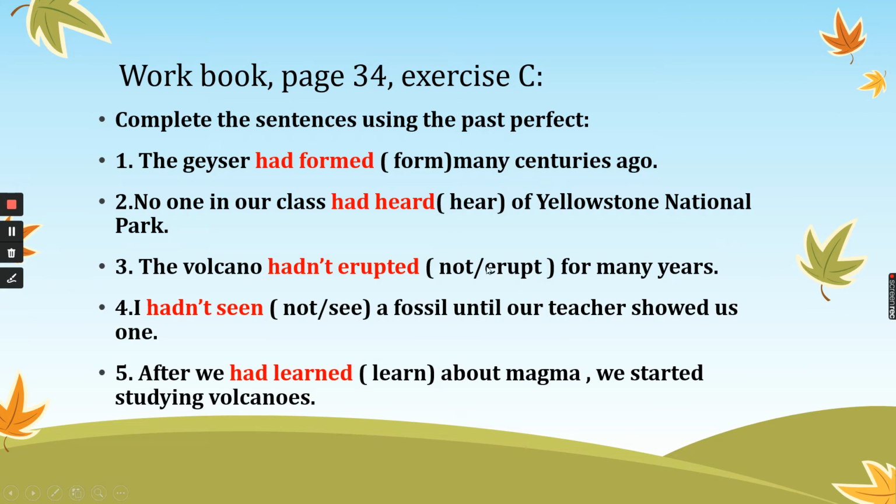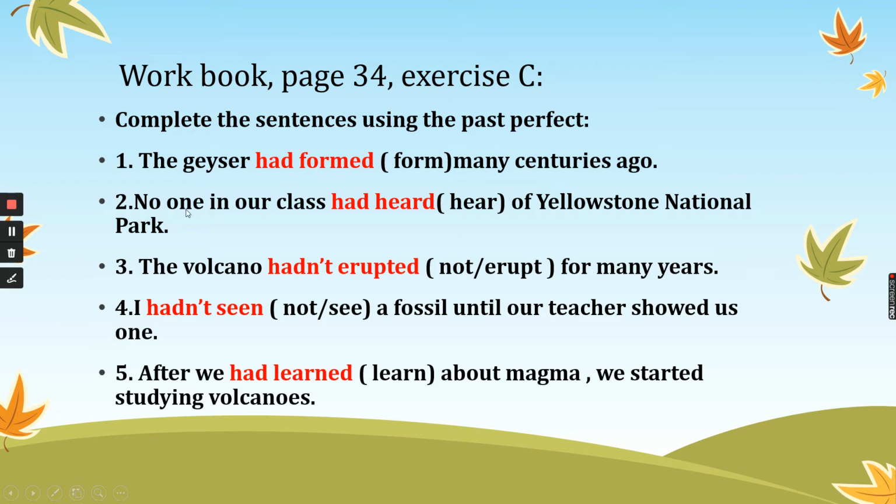Now let's move to the workbook, page 34, exercise C. Complete the sentences using the past perfect. Of course, you have the verb between brackets here, okay? And you will use the past perfect of the verb. Number 1, the geyser had formed many centuries ago. So the verb is form and the past perfect is had formed.